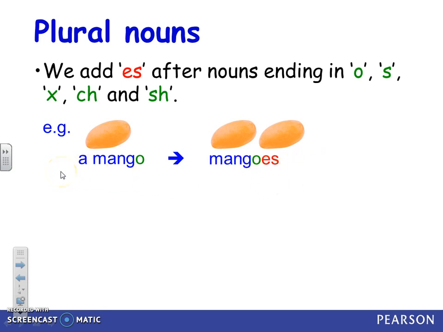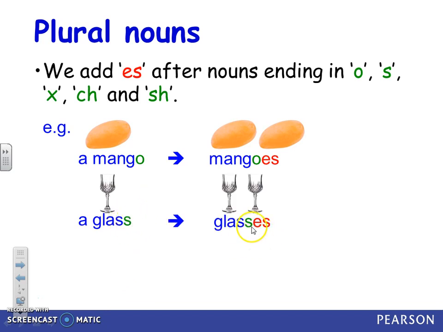Can you think of any more nouns that end with o? For example, tomato and potato, they also end with o, so we need to add es. Or for something like a glass, it ends with an s. So, when we talk about the plural, we need to add es, because the ending is s. Otherwise, there will be three s's, and that's not correct. So remember, you need to add es.